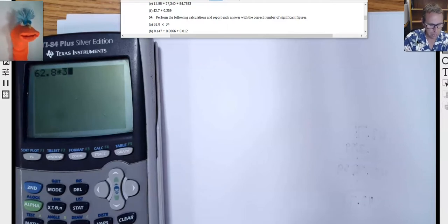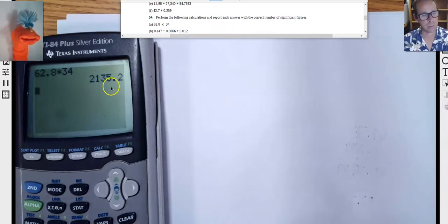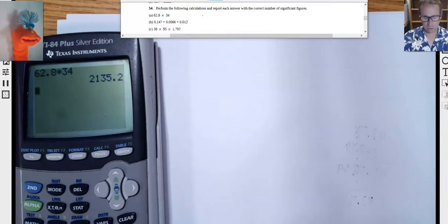Very good. So one has 3 significant figures, one has 2. So the answer only has 2, so it's going to be 2200, right? Using the 3 to round, no, sorry, 2100. The 3 doesn't round up this 1, so it's just going to be 2100. All right. What about this next one here?